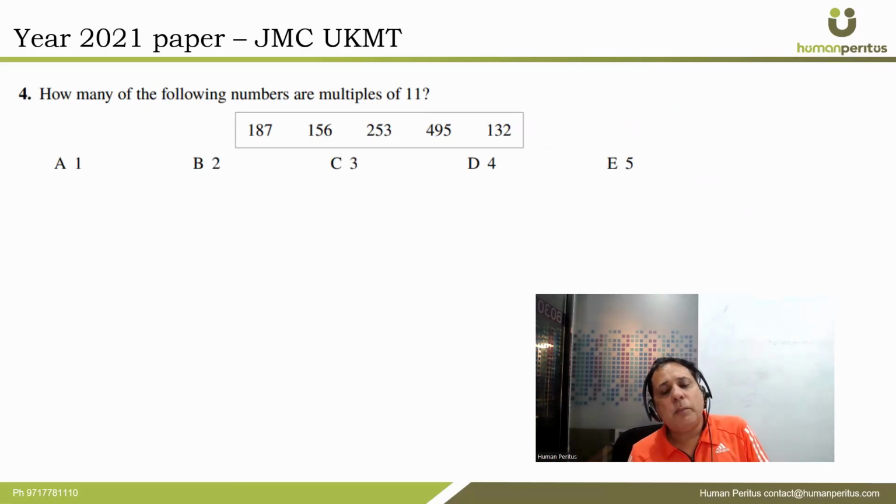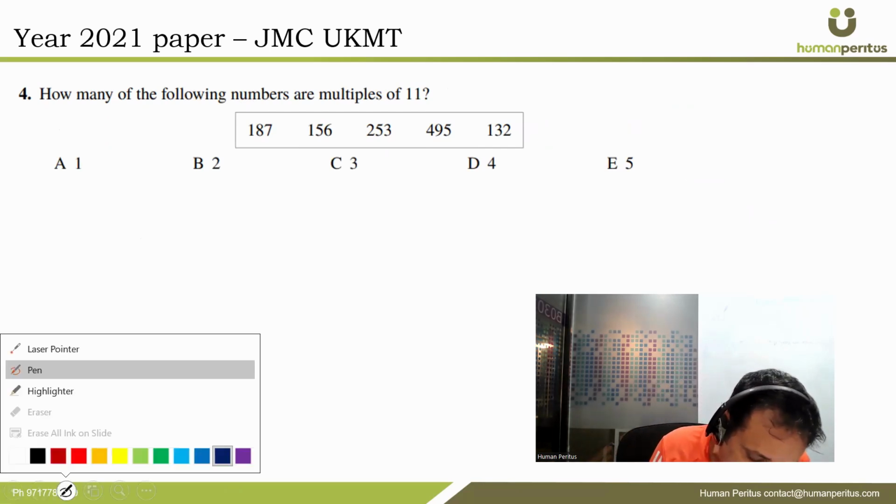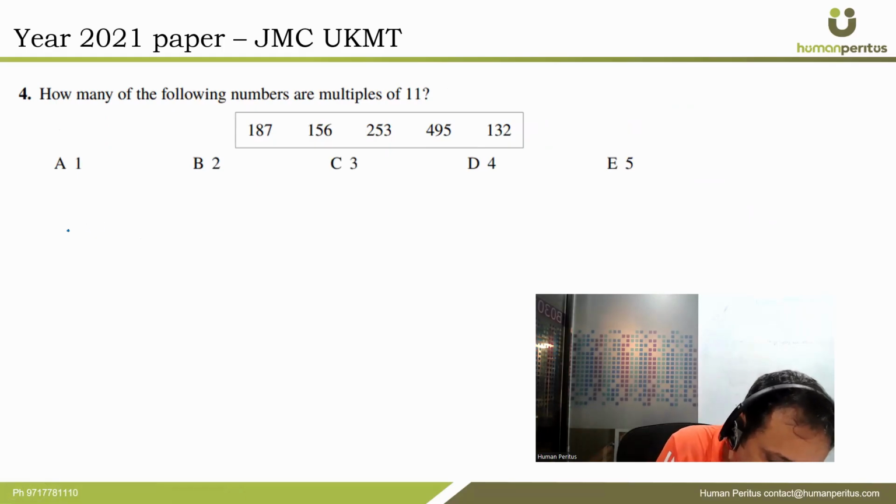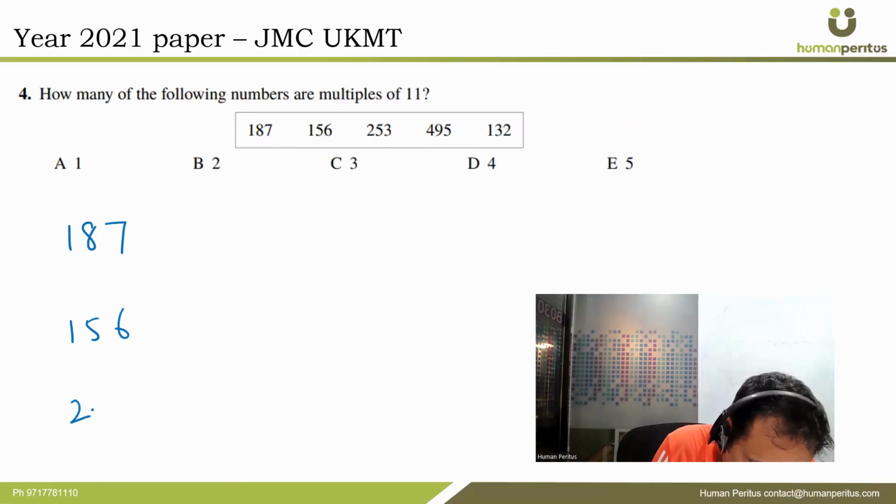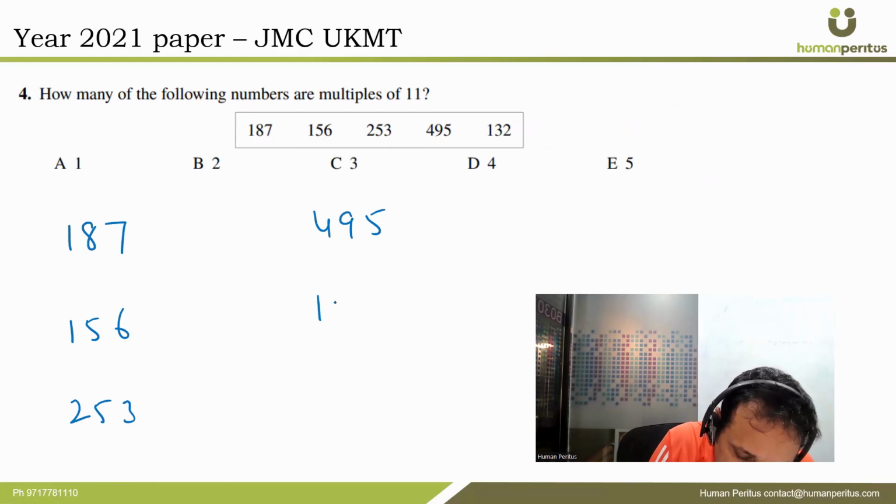How many of the following numbers are multiples of 11? So guys, for 11, what did we understand? We have to find the difference of the sums of alternate digits. Let me, rather than telling you, straight away do it. So the numbers are 187, 156, 253, 495, 132.